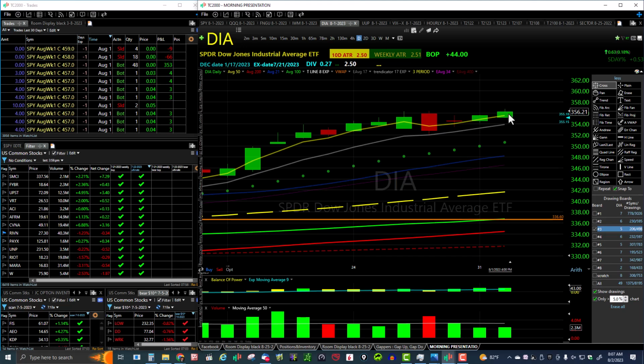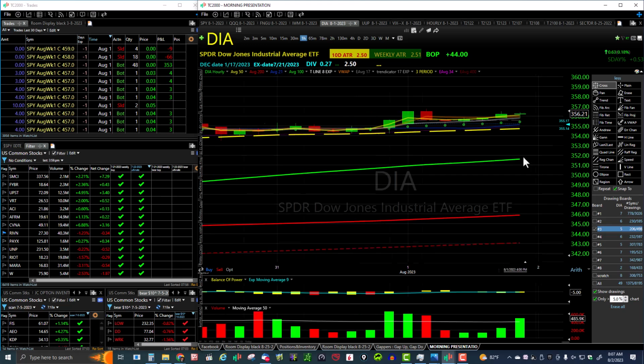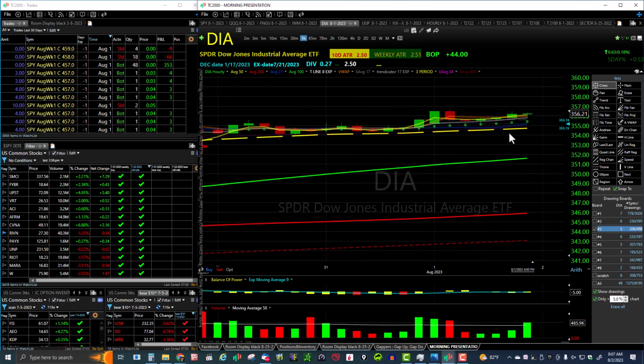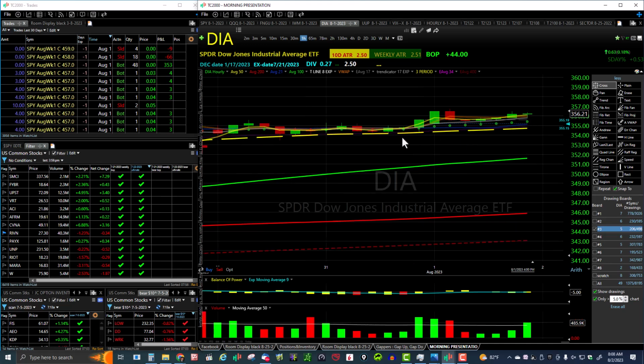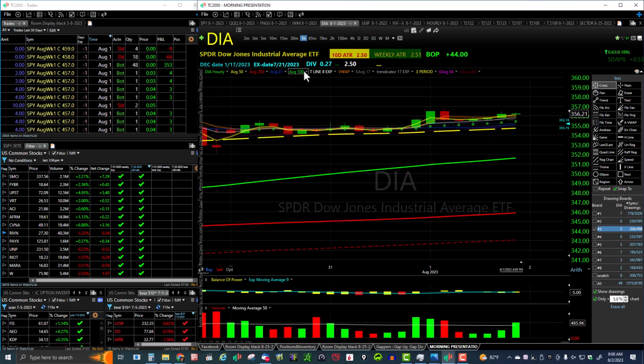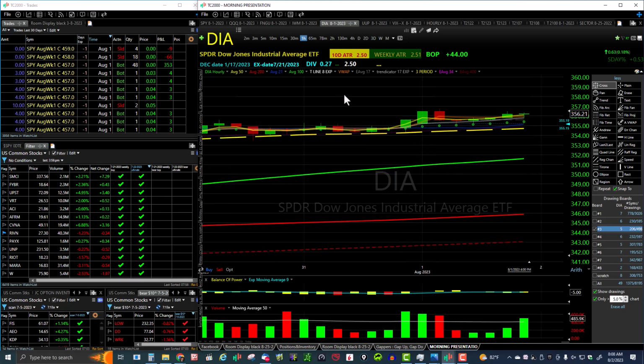Price is up over the 3. 3 is up over the 8. All three of them are over the trend indicator. Everything's still looking bullish on the daily time frame on the diamonds. Hourly, still nice hourly trend intact. You get the price over the 3, 3 over the 8, all three over the trend indicator. Hourly time frame still intact. So daily and the hourly on the diamonds still looking strong, still looking good.